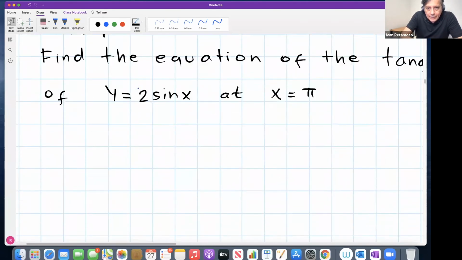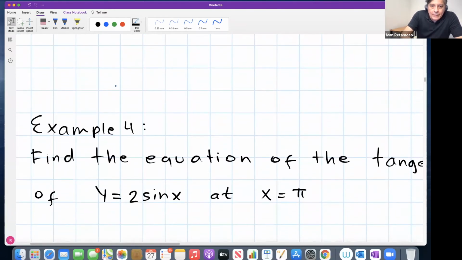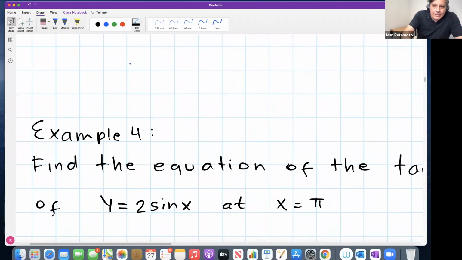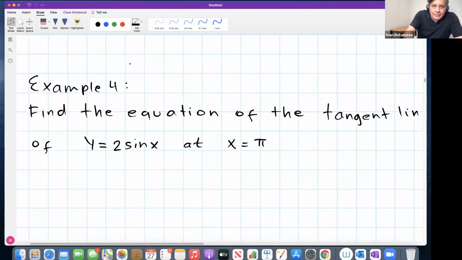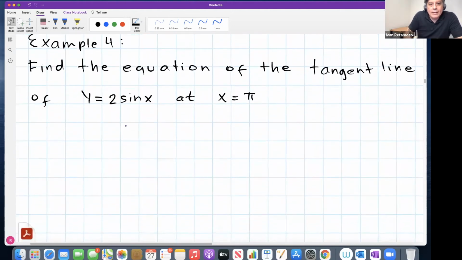Let me show you. I have this here as example 4. It says here, example 4, find the equation of the tangent line of y equals 2 times sine of x at x equals pi, right? So basically, they're asking you to figure out the equation of the tangent line to the graph of this function at x equals pi, right?